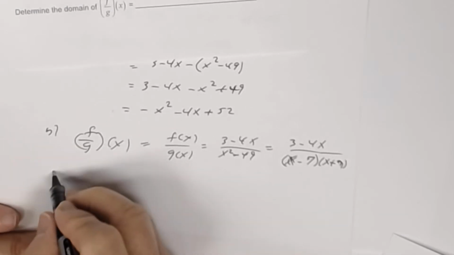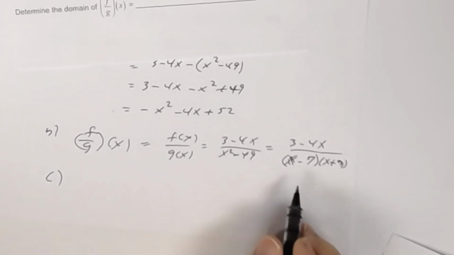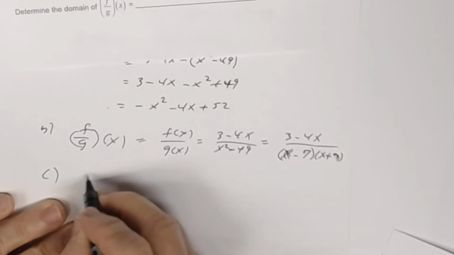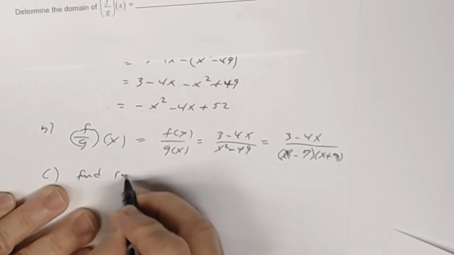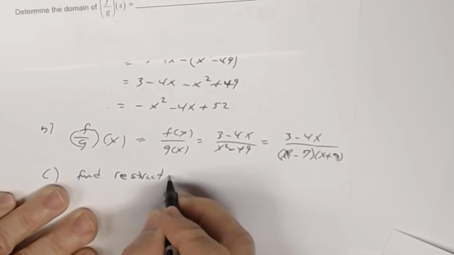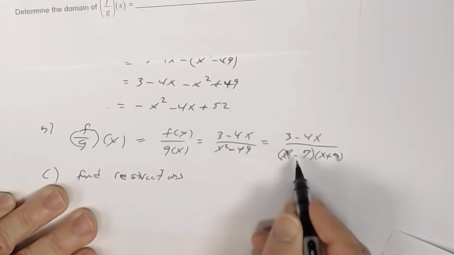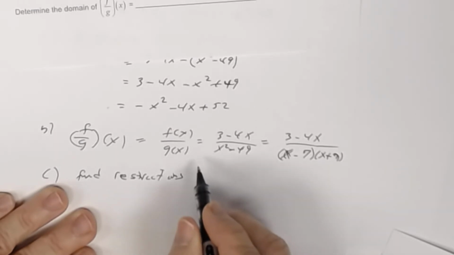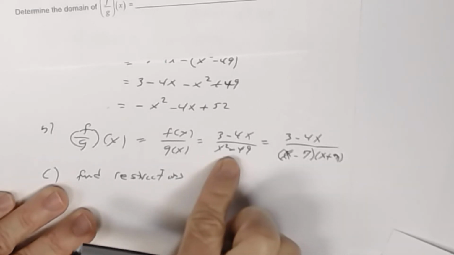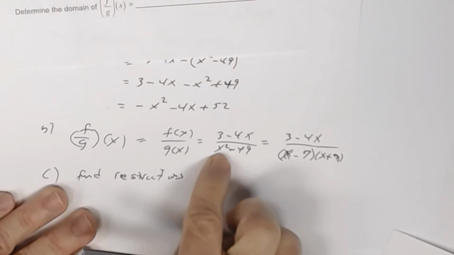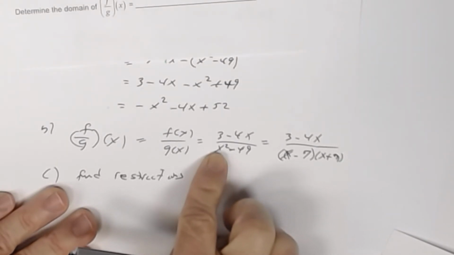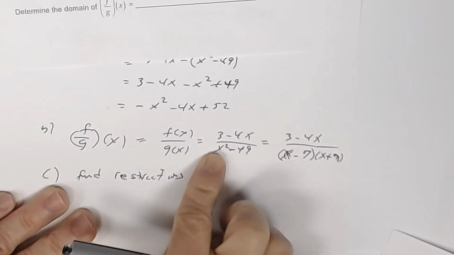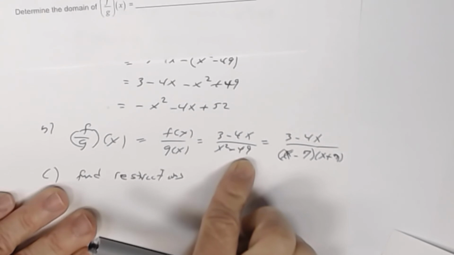So when you do C, remember, in C you have to find the restriction. Okay, and so I'm going to set each of these factors in the denominator equal to 0 because we can't divide by 0. Now some of you can look at this part here and determine what x is. So 7 times itself is 49, 49 minus 49 is 0. And negative 7 times itself is 49, and 49 minus 49 is 0.